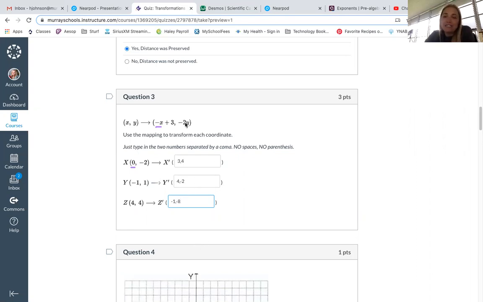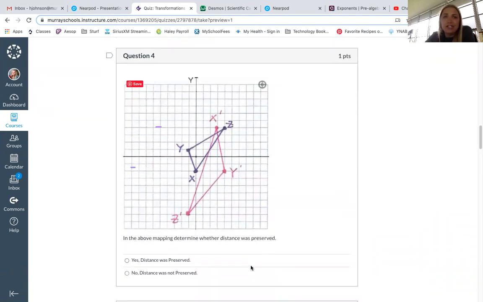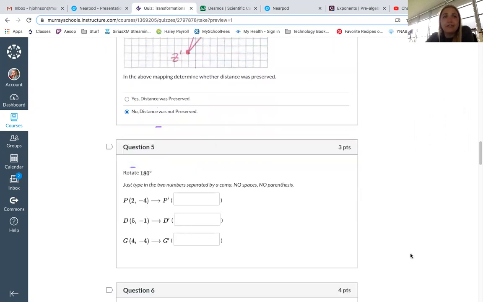Now I already have a suspicion that this is not going to be distance preserved because I multiplied by a -2 there. And as I look at the picture, it definitely got stretched. So that is no, distance was not preserved. Let's go down to number 5.